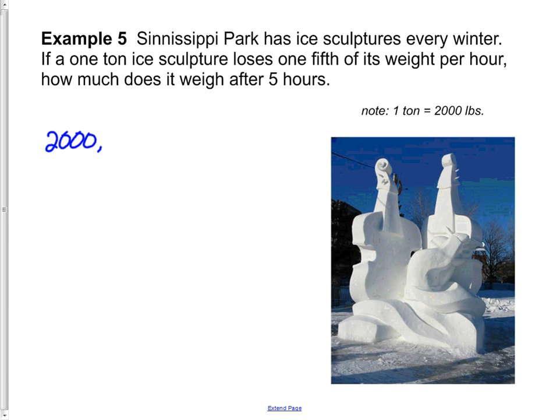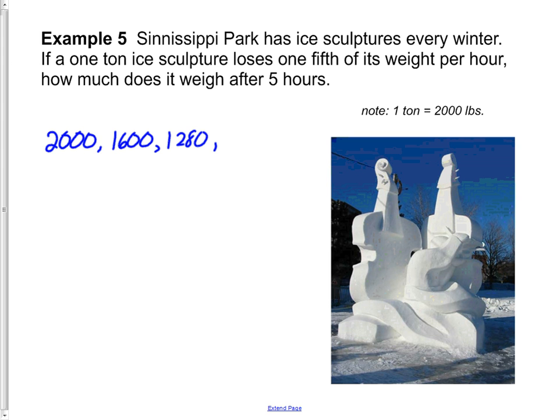How many pounds will I have after 1 hour? Well, it loses 1/5, so that means 4/5 of the original amount remains. So if I multiply by 4/5, that's going to be my R value, my common ratio. So 4/5 times 2,000 would give me 1,600. So that's after 1 hour. Multiply by 4/5 again, 4/5 times 1600 this time, 1280. That's after 2 hours.